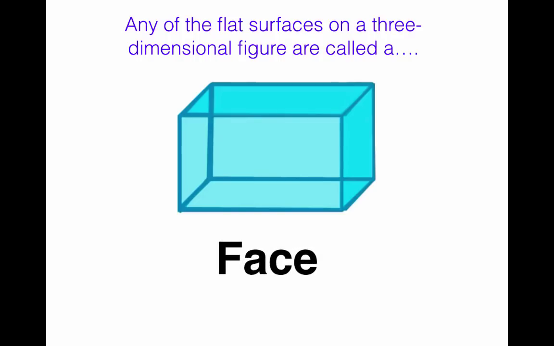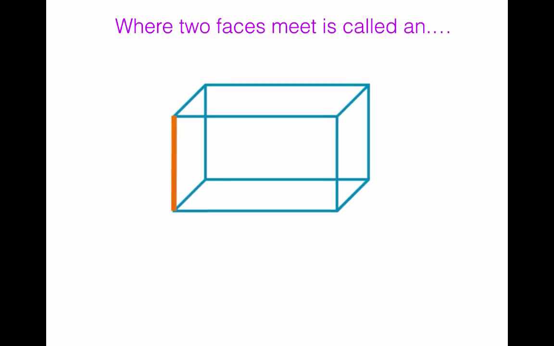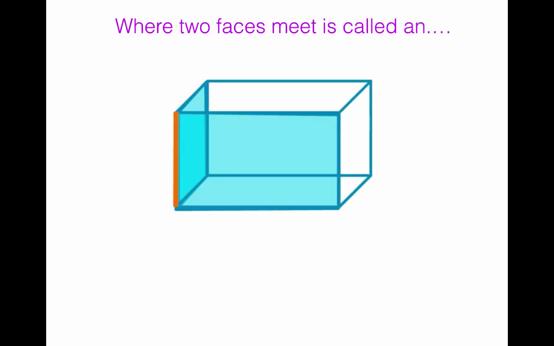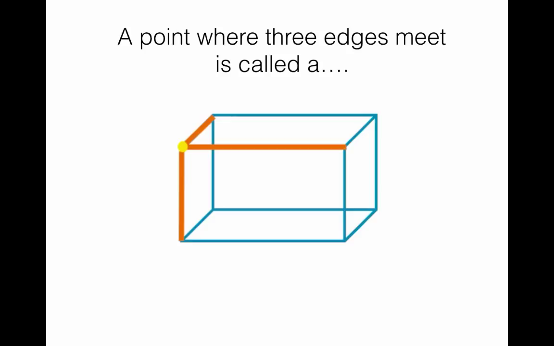So when we're talking three-dimensional objects and I say look at the face, I'm talking about one of the flat sides. How about where do the two faces meet? So like here would be a great example of where two faces meet. See the two faces meeting right there? We call that an edge. It's the edge of the three-dimensional object. What about a point where all three edges meet? Like here, what do we call that? A lot of people want to call it a corner, but it's actually called the vertex of the object. So a vertex. All right, pick up that pencil.